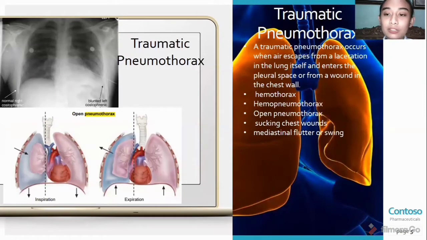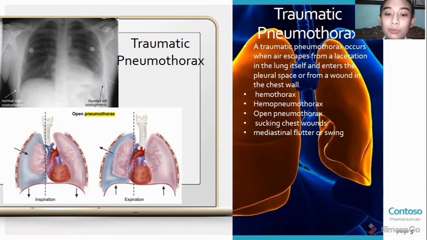Traumatic pneumothorax occurs when air escapes from a laceration in the lungs itself and enters the pleural space, or from a wound in the chest wall. It may result from blunt trauma, penetrating chest or abdominal trauma, or diaphragmatic tears. It may also occur with an invasive procedure through the lungs.